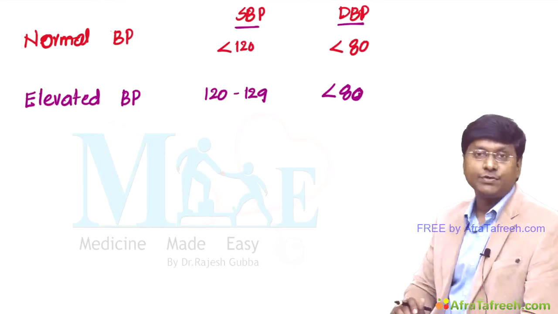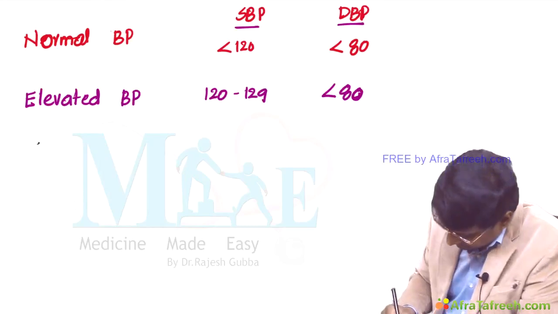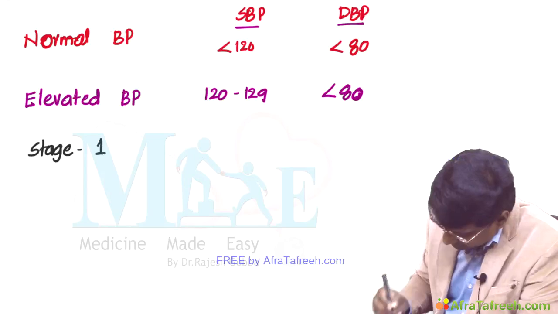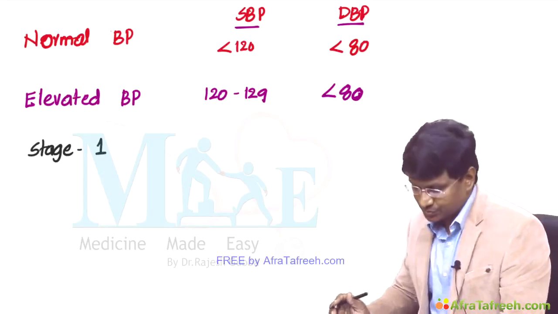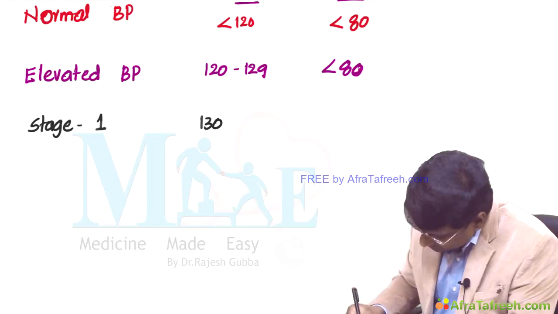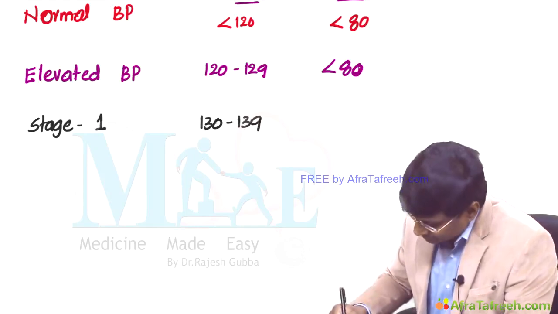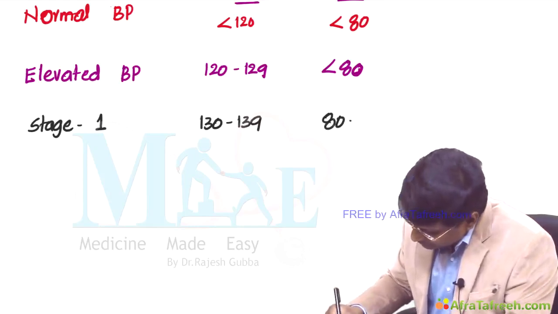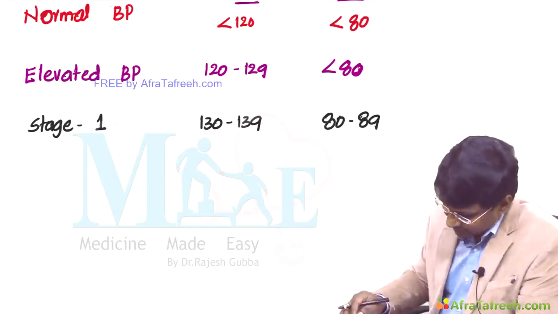Next, when will you use the word that the individual has stage 1 hypertension? Remember, we use stage 1 hypertension when the systolic blood pressure is between 130 to 139 millimeters of mercury and the diastolic blood pressure is 80 to 89 millimeters of mercury. That is stage 1. Next, you take stage 2.